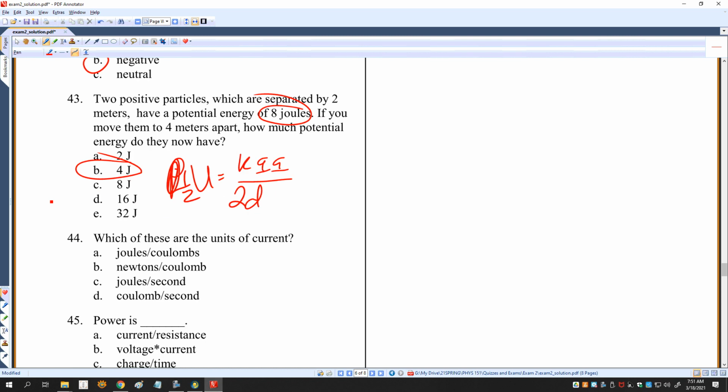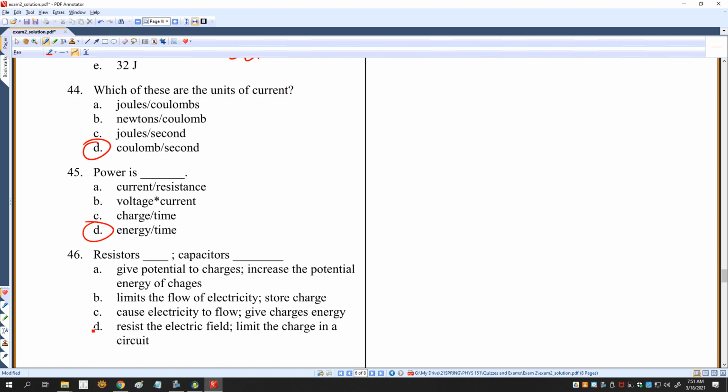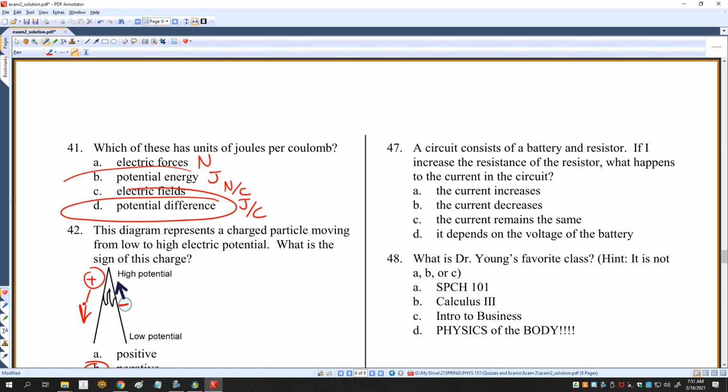Which of these are units of current? Currents are coulombs per second. Power is an energy per time. Resistors resist or limit the flow of electricity, and capacitors store charge. A circuit consists of a battery and resistor. If I increase the resistance, what happens to the current? Well, resistors resist the flow of electricity, so the current will decrease.